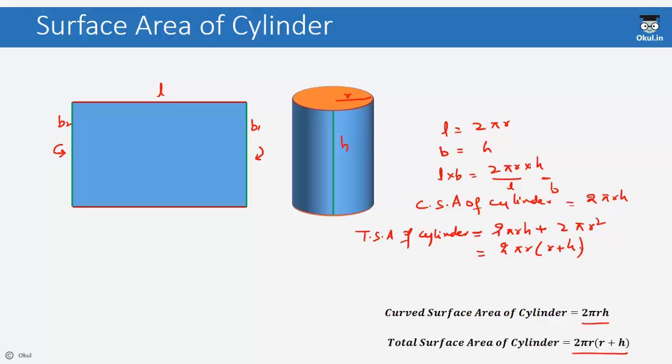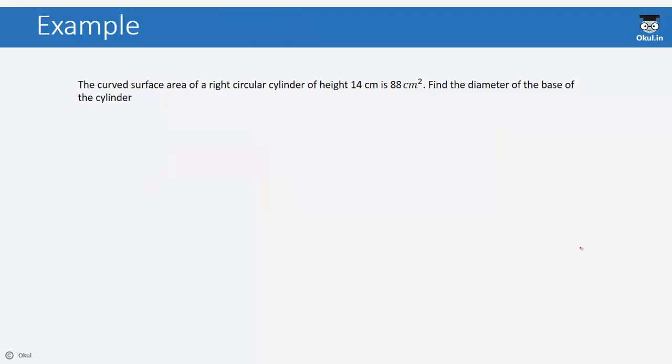Now let us do one example in order to understand this concept. The example is: the curved surface area of a right circular cylinder of height 14 centimeters is 88 centimeters square. We need to find the diameter of the base of the cylinder. So we have been given that the curved surface area of the circular cylinder is 88 centimeters square and the height of the circular cylinder is 14 centimeters.